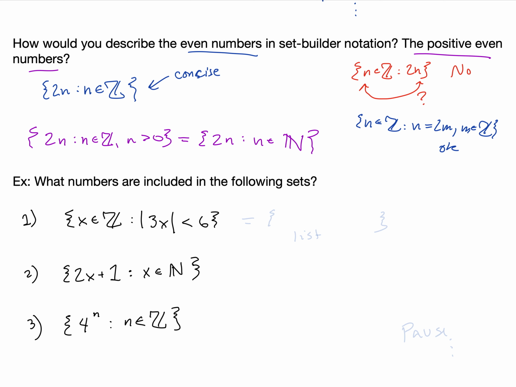All right, so here's another problem for you to try. What numbers are included in the following sets? Here are 3 different sets in set builder notation. For each of these, just list out the values that are in those sets. If they happen to be infinite sets, you could use ... and just give a couple representative elements so that we get the idea. Try these out, pause, and we'll talk about them in a moment.